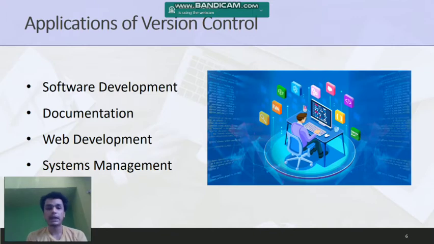And then web development is basically the combination of the first two, that is, software development and documentation. And lastly, system management, where if you write a single piece of code for any single machine or a single product, you don't have to rewrite this code for other machines. You can just replicate it from the version control tool and execute that code on the different machines.